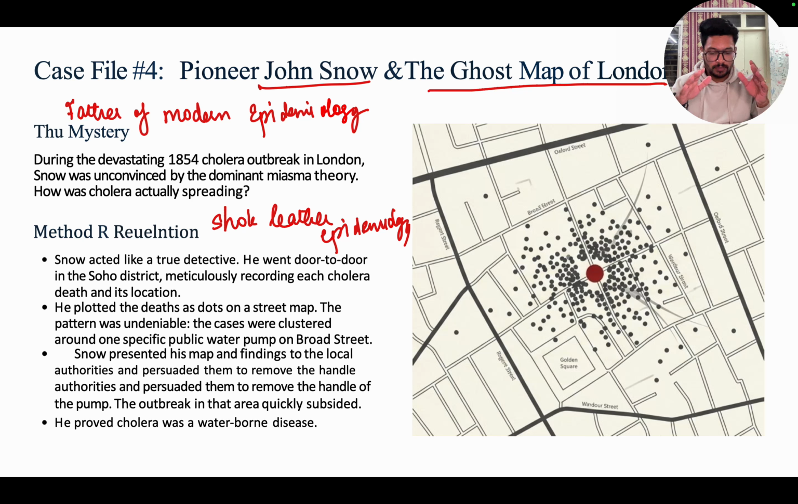On the basis of this mapping, he noted the spatial clustering of cases around one particular water pump located on Broad Street in London. He removed the pump handle from the Broad Street pump, and the outbreak subsided drastically. John Snow was one of the most important personalities of public health and is still considered so. He is known as the father of public health.